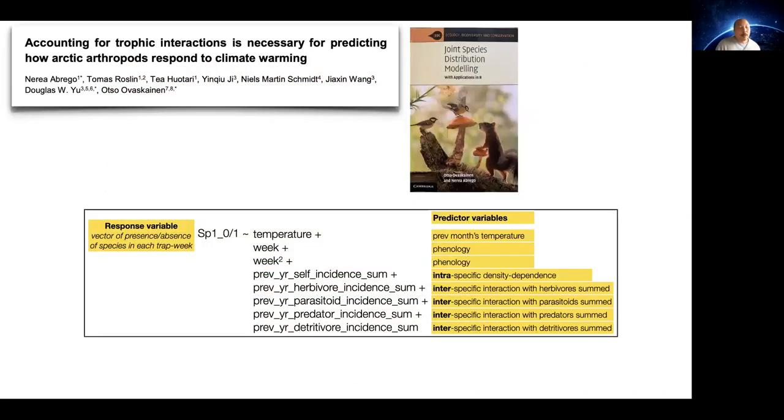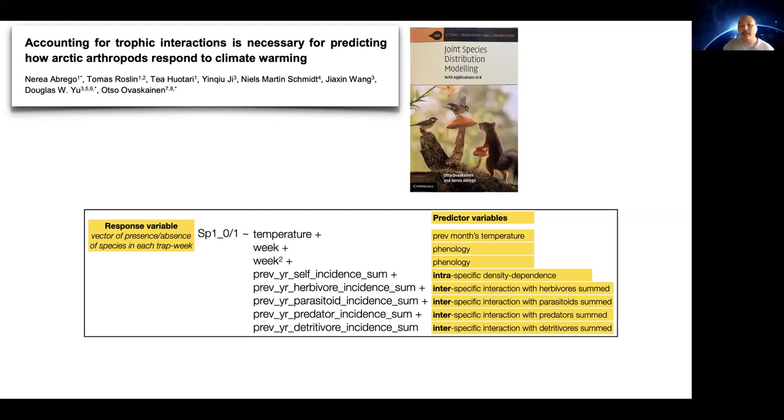Okay, so we're really fortunate because we're working with Nerea Abrego and Otto Ovaskainen, who literally wrote the book on joint species distribution modeling. I urge everybody to read this book. What they did was they built a model where the response variable is each species present or absent in every trap week for a year, right? And then you ask, is it present or absent based on last month's temperature for that week number, the week number squared to model this kind of phenology, and then take all the incidences of that species from last year and add them all up, and that's last year's abundance, right?